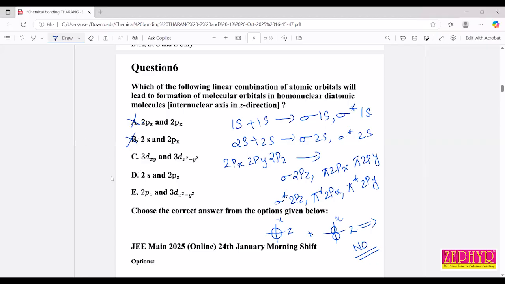Then 3dxy and 3dx square minus y square. No. The d orbital has 5 orientations: dxy, dxz, dyz, dx square minus y square, dz square. dxy, dxz, dyz are in between the axes, and dx square minus y square is along the axis.